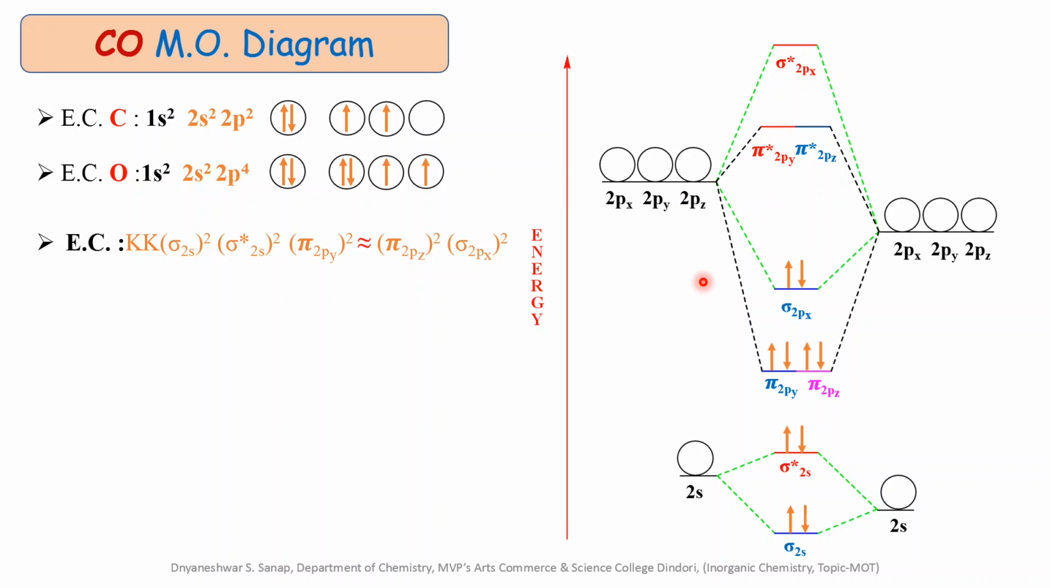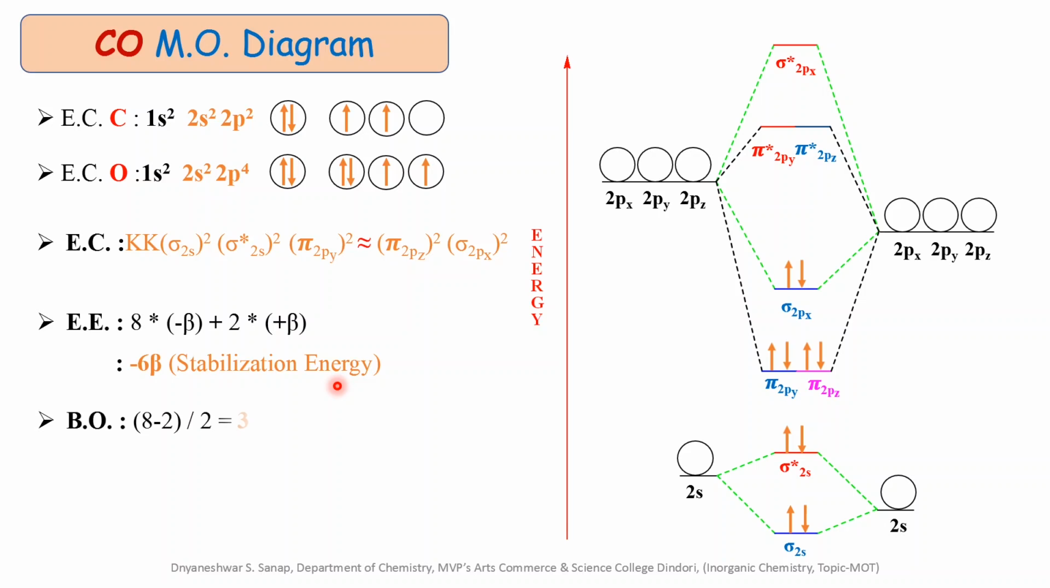The next important point is calculation of energy during the formation of the carbon monoxide molecule. Basically, the energy E is calculated by using the formula: number of electrons in bonding molecular orbitals into minus beta, plus number of electrons in antibonding molecular orbitals into plus beta. There are a total of 8 electrons present in the bonding molecular orbitals and 2 electrons in the antibonding molecular orbitals. Putting these values in the formula, we get the equation 8 into minus beta plus 2 into plus beta. After solving this, we get the value of minus 6 beta as the stabilization energy. That means there is evolution of energy during the formation of the carbon monoxide molecule.